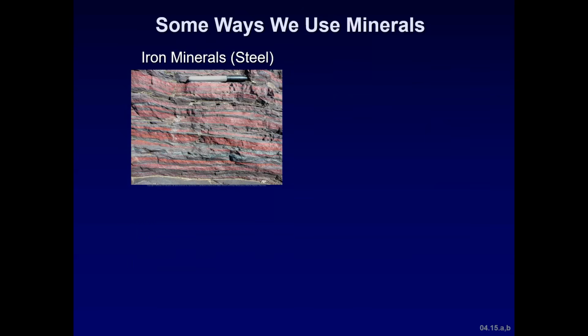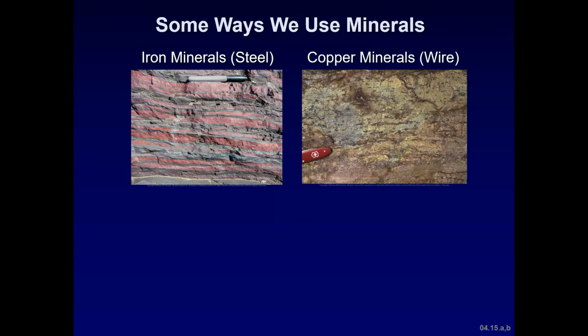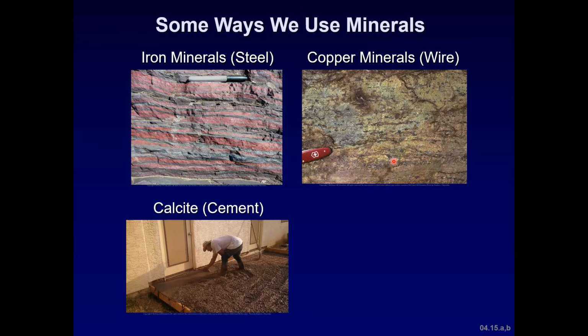So of course all these photos are from the book, but it just so happens that we have all these things in the state of Michigan. So this is a banded iron formation. You can mine that, like in the Upper Peninsula, make steel from it. We have copper minerals, of course, that's used in wire, pipes, also from the Upper Peninsula.